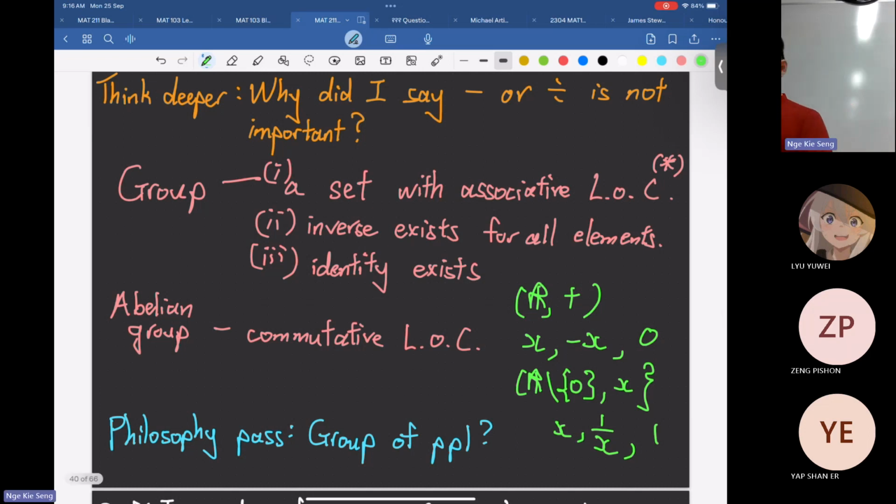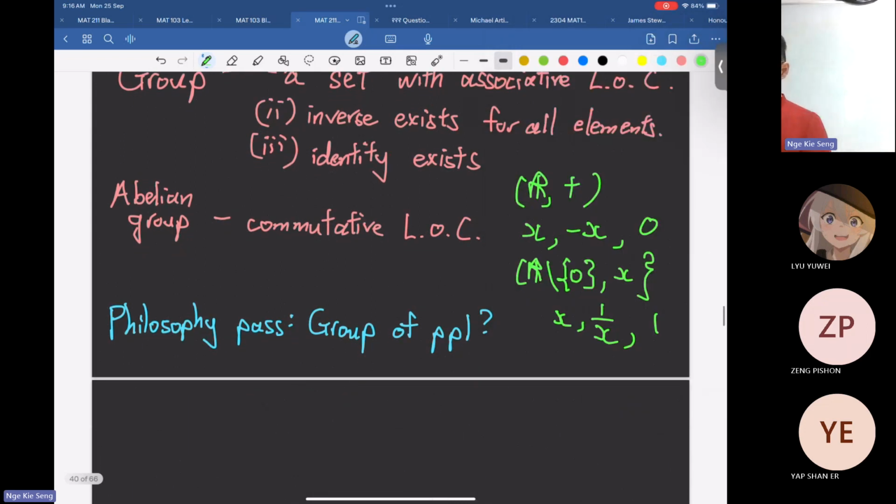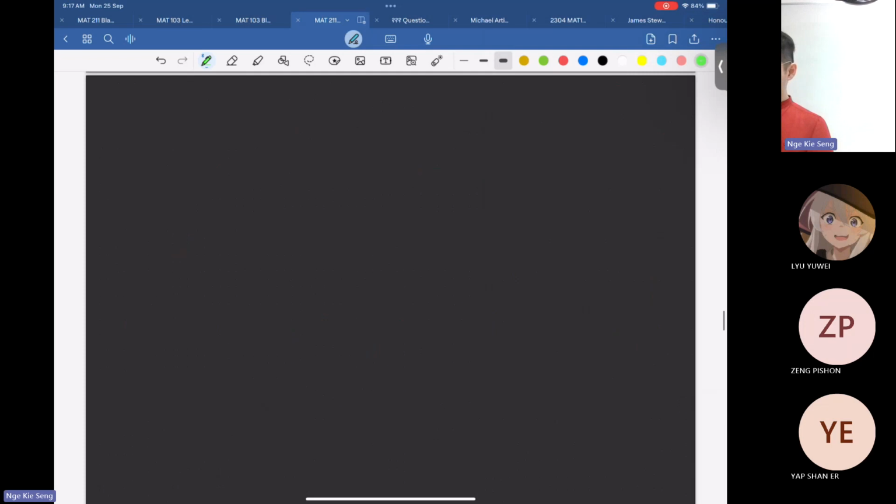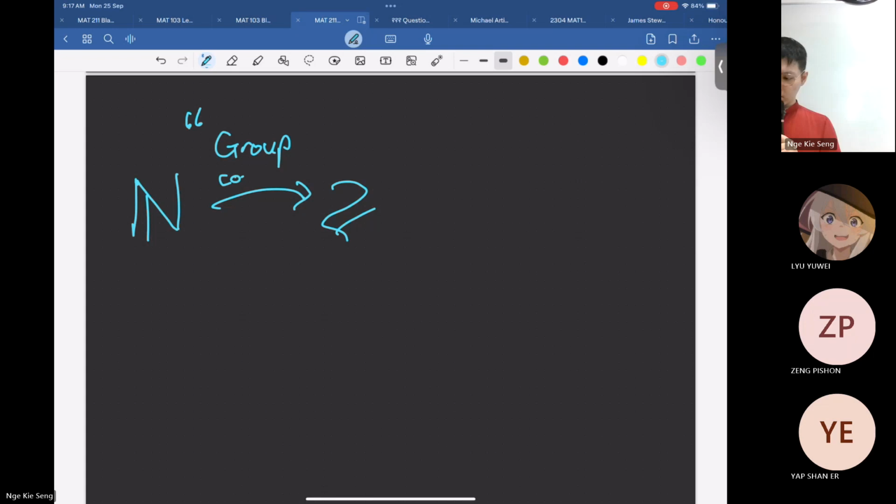So in fact, this is how we build our number system. When you are a kid, you only know how to count natural numbers. These are called natural numbers because they are natural: 1, 2, 3, 4, 5, 6. So how to go to Z? We do what we call a group completion. This means we want to add natural numbers, but you can see that it is not a group yet. So how to form a group?